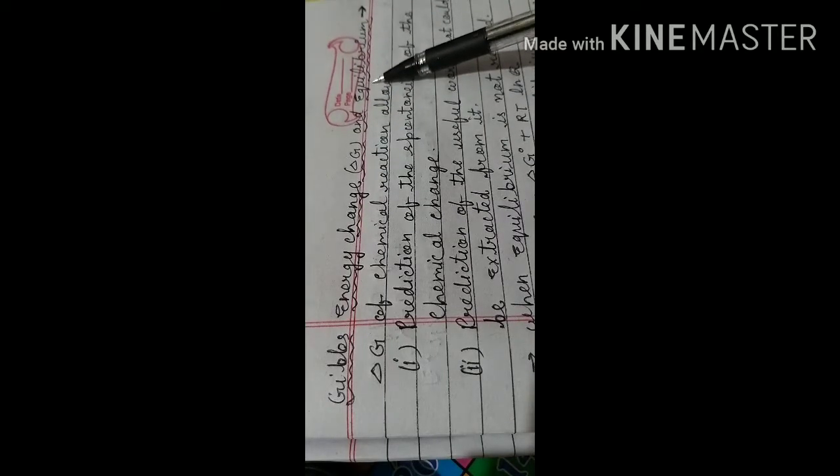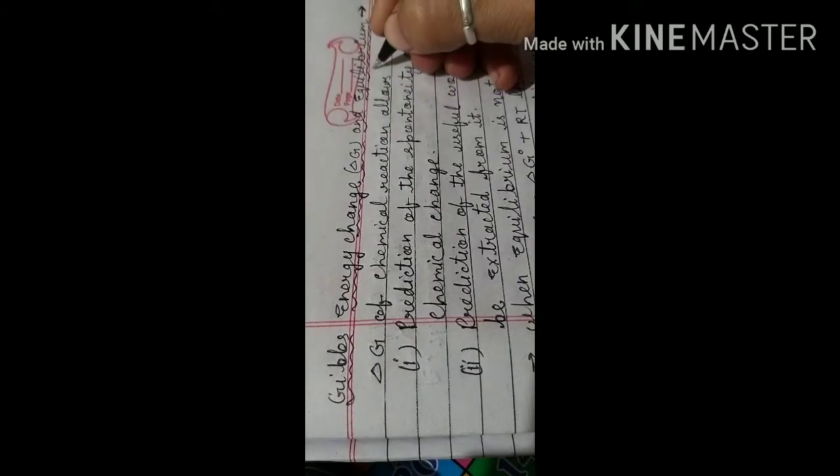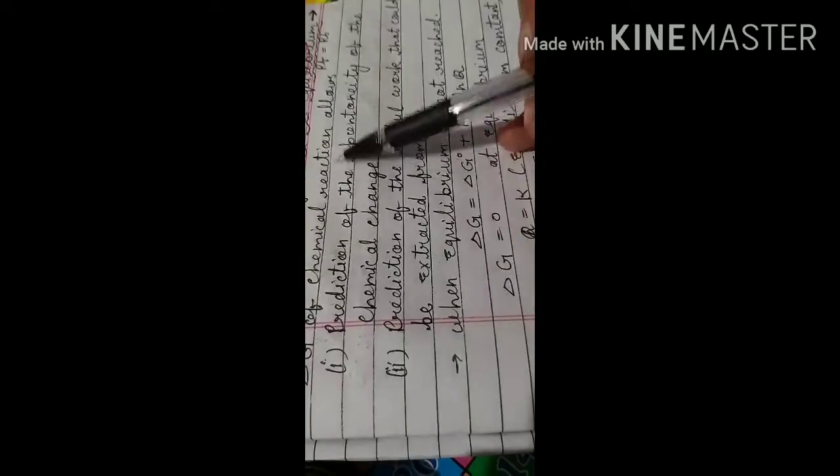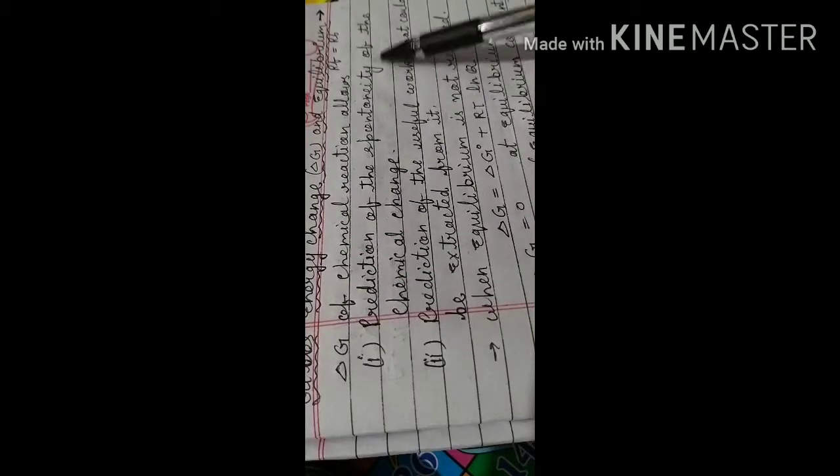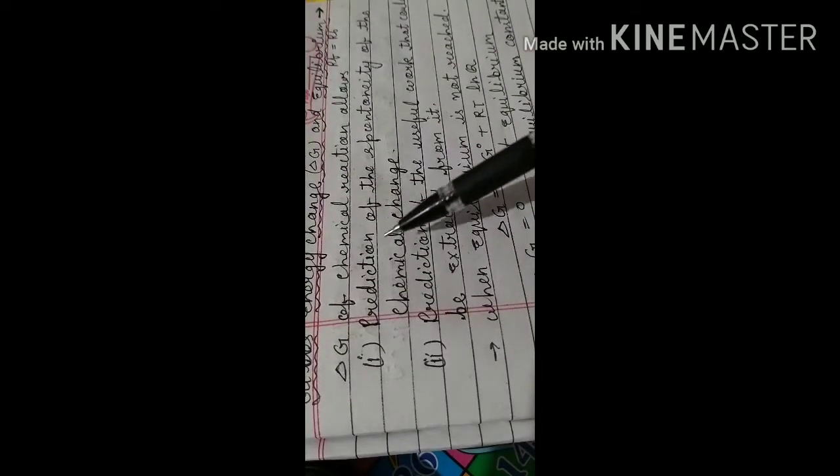Now you see here, I have written Gibbs energy change and the equilibrium. Equilibrium is when the rate of forward reaction gets equal to the rate of backward reaction, so RF equals RB. Delta G of a chemical reaction allows prediction of the spontaneity of the chemical change. So delta G gives information about whether the reaction will be spontaneous or non-spontaneous.